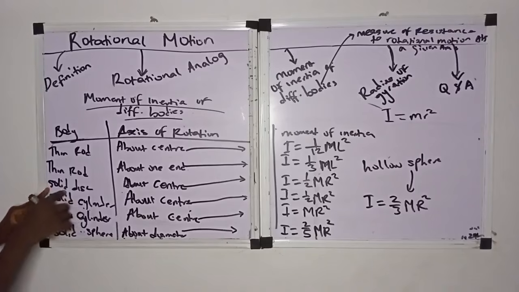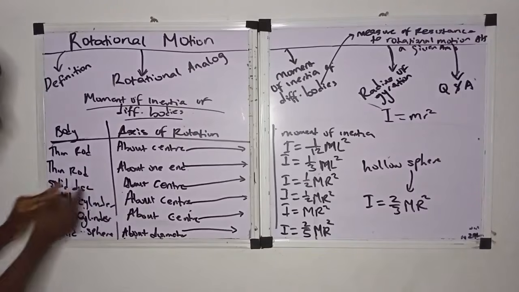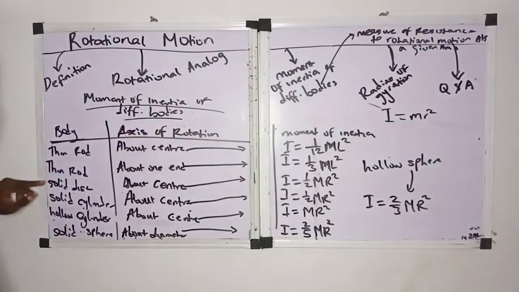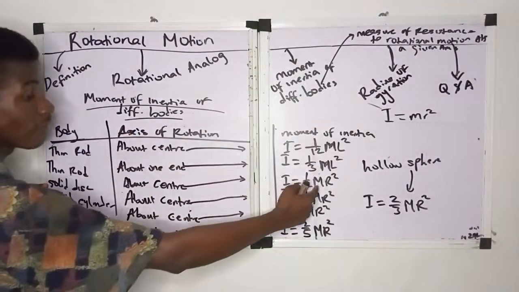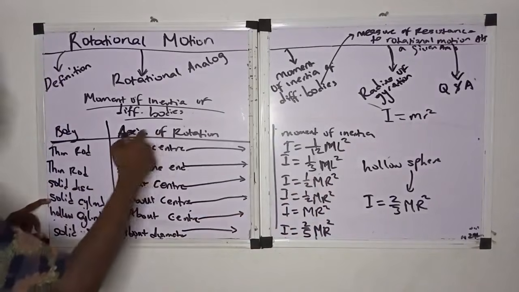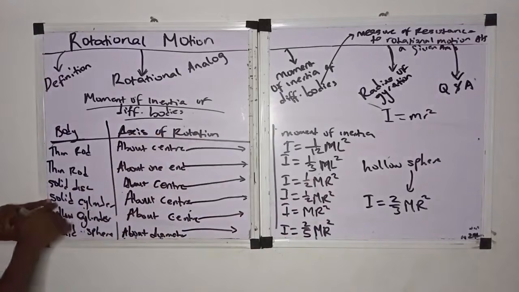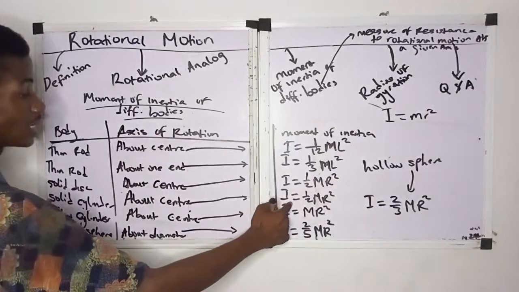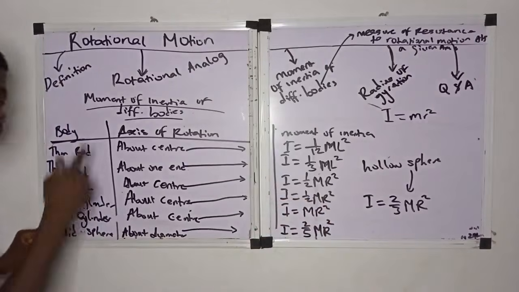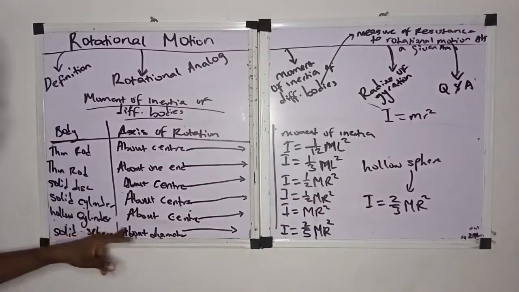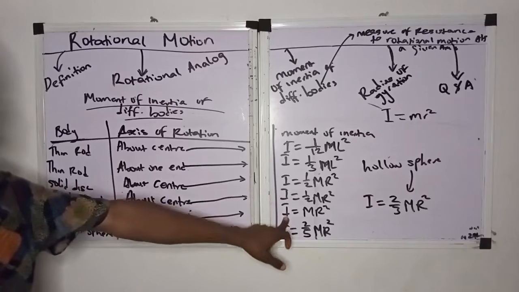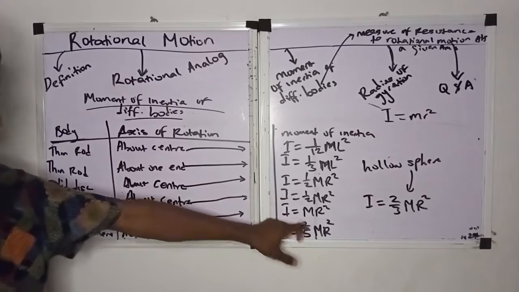Then for a solid disc, this is very important. If the axis of rotation is about the center, the moment of inertia is 1/2 mr square. Then for a solid cylinder, axis of rotation about the center, the moment of inertia is still 1/2 mr square. Then for a hollow cylinder, axis of rotation about the center, the moment of inertia is mr square, very important.